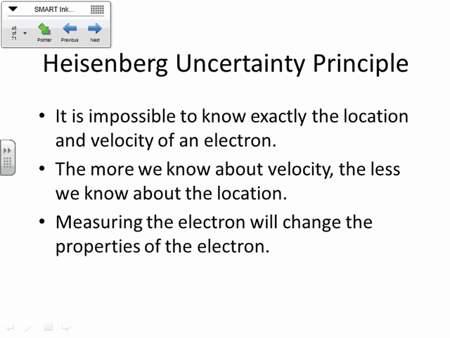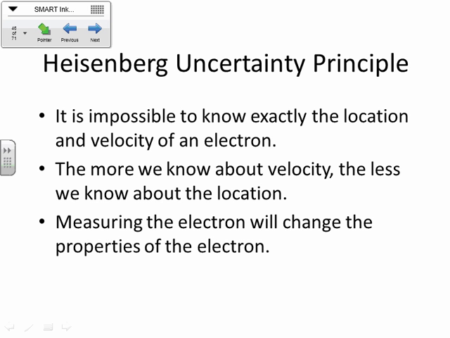Anyway, so it's impossible to know exactly where an electron is and how fast it's moving at the same time. Heisenberg said that this is not just a problem with the equipment that we have. This is actually a fundamental limit in nature. We will never, ever be able to know exactly where an electron is and how fast it's moving at the same time. Okay? The more we know about its velocity, the less we know about location.